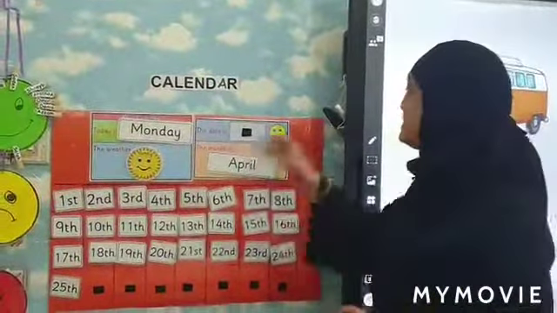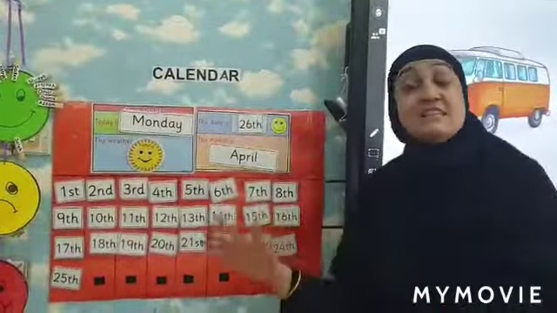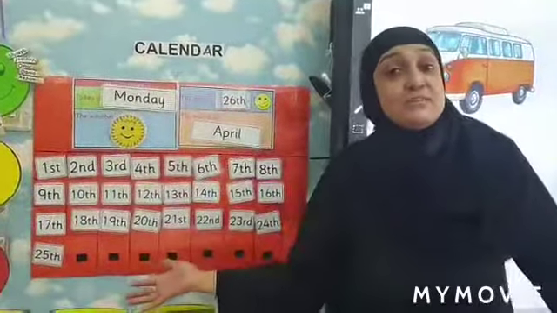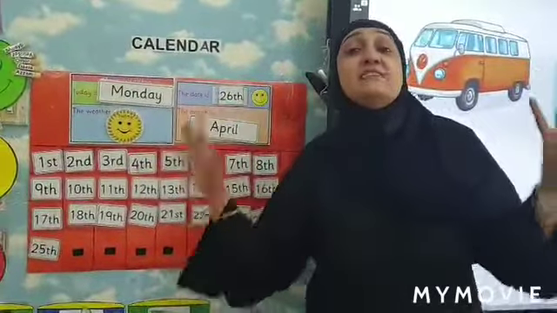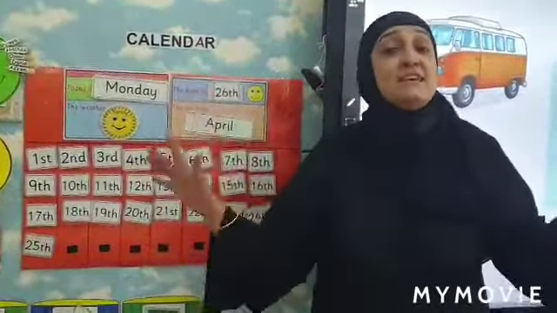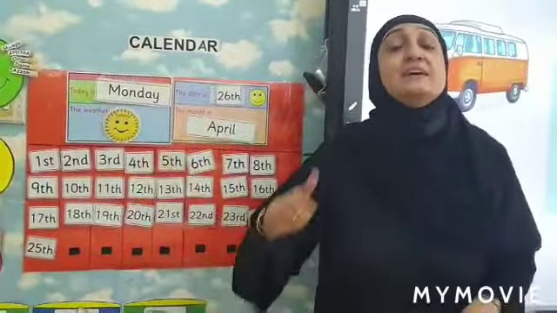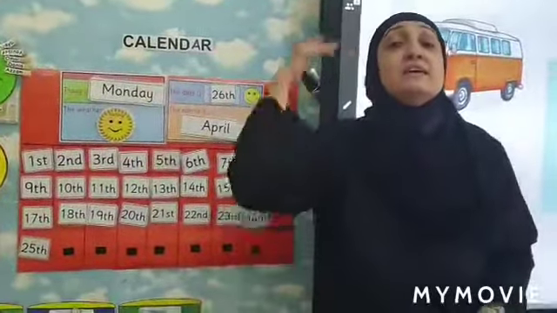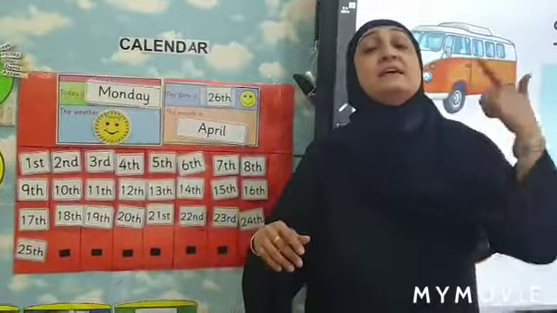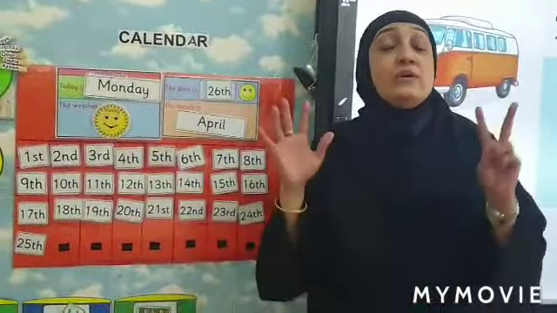Two-six is 26. Okay, now let's sing days of the week. Are you ready to sing with me days of the week? Ready? There are 7 days. There are 7 days in a week. Sunday, Monday, Tuesday, Wednesday, Thursday, Friday, Saturday. Now we have 7 days.